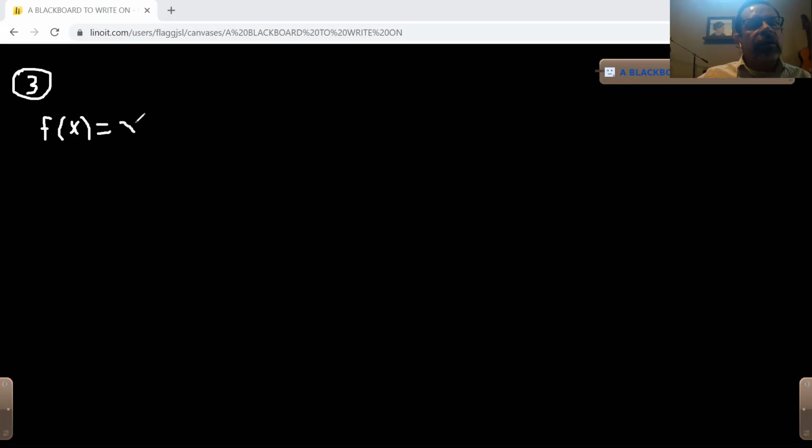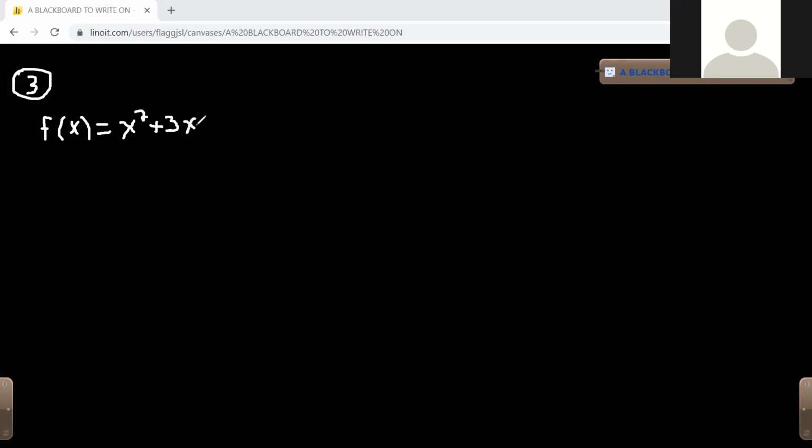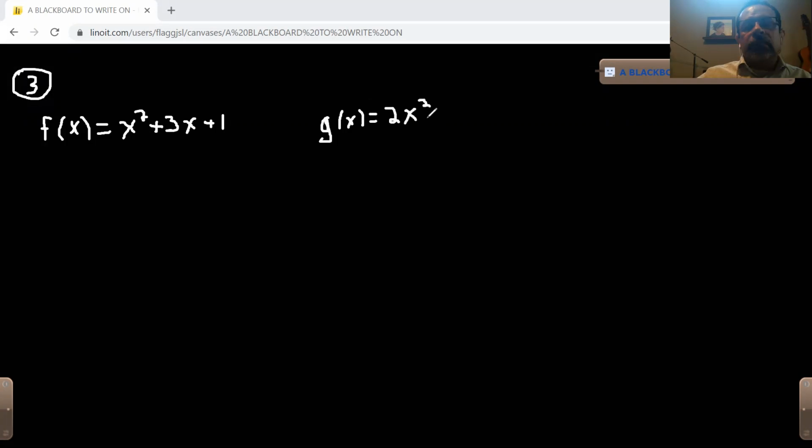It says if f of x equals x squared. Okay, let me write that down. I believe it's Andrea, right? Yes, okay, thank you, Andrea. So f of x is x squared plus 3x plus 1. Perfect. And there's another function that's g of x, right? g of x equals 2x squared plus 1. Perfect. Thank you so much.